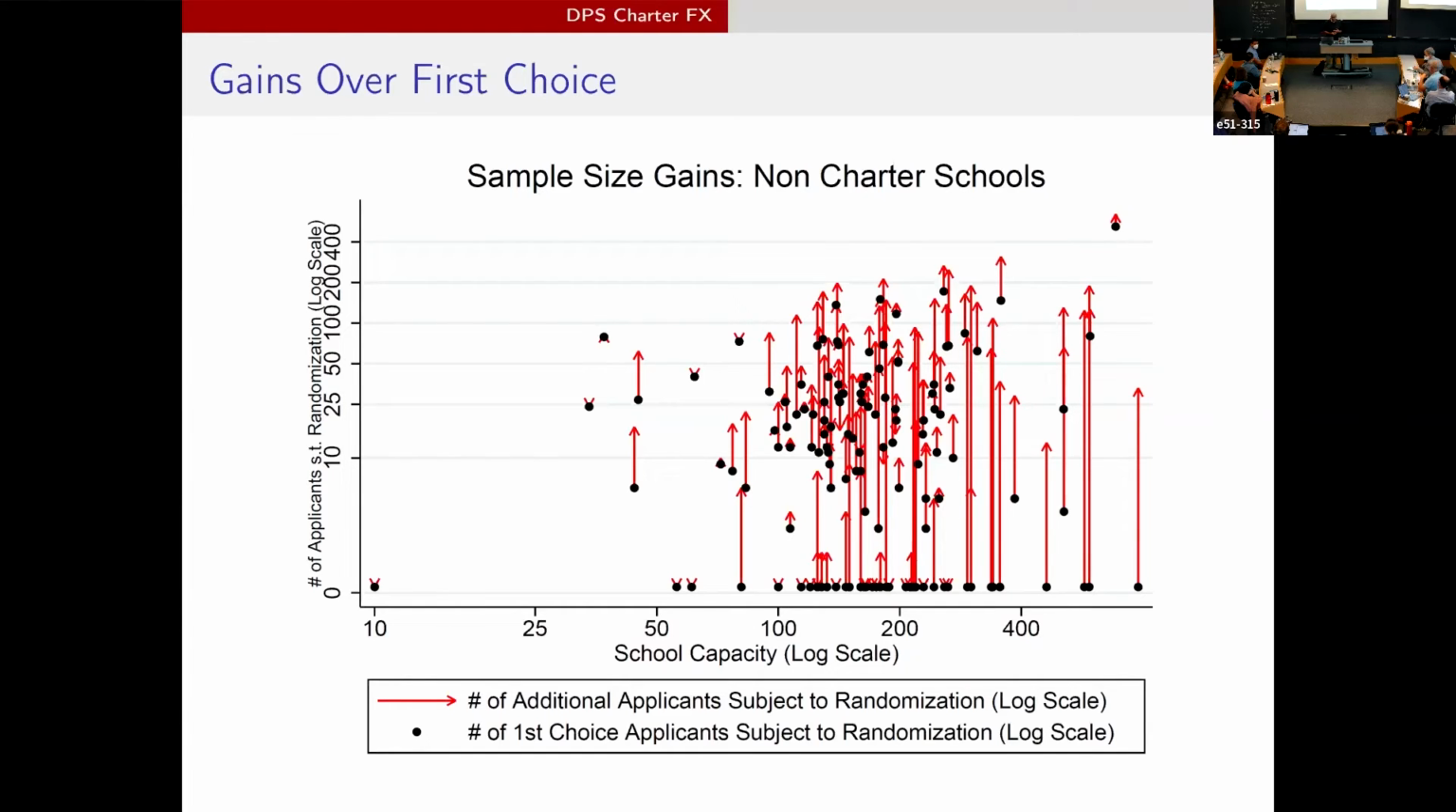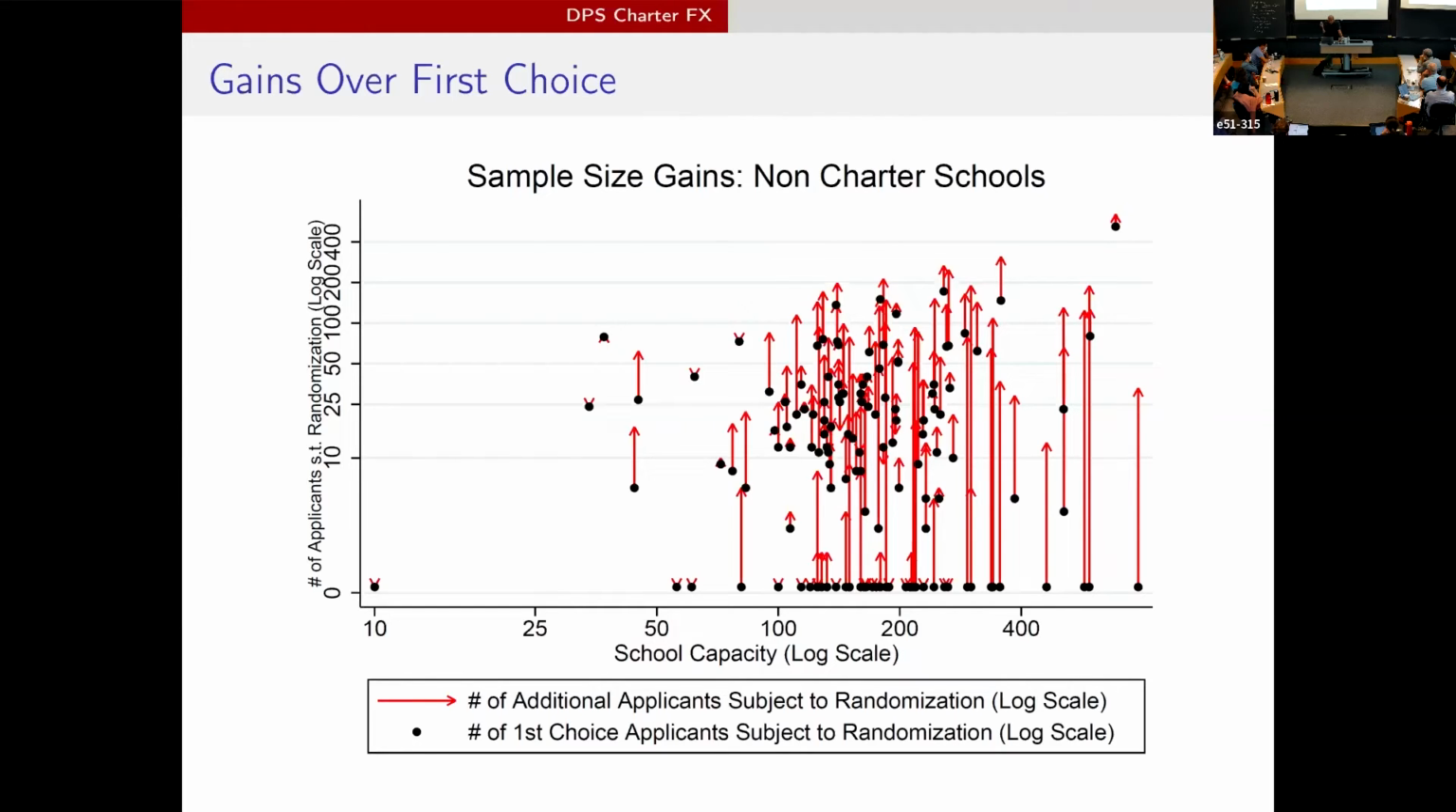Now you might think, there's something unusual about the folks who ranked a school first. What this figure is showing is the number of students who are subject to randomization if you move beyond the first choice, if you go and compute the propensity score. This is for all of the non-charter schools in Denver. We have a similar figure for the charter schools.